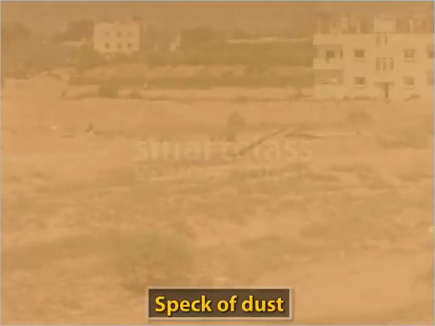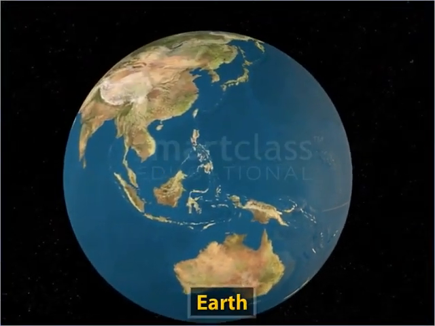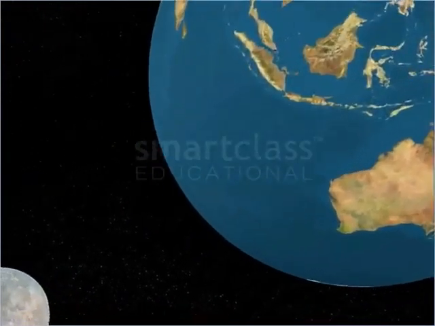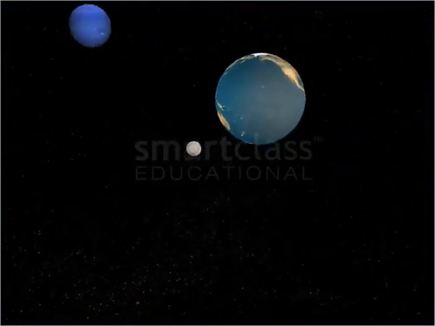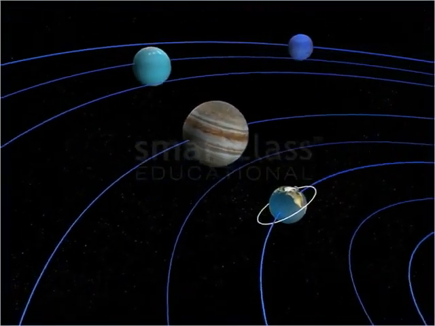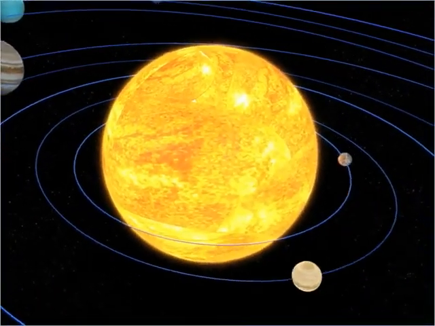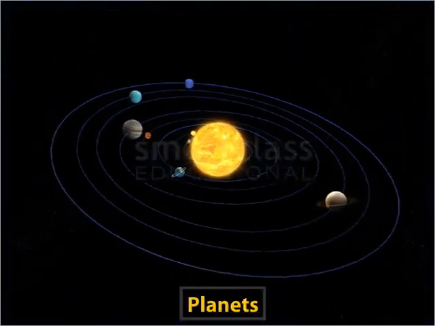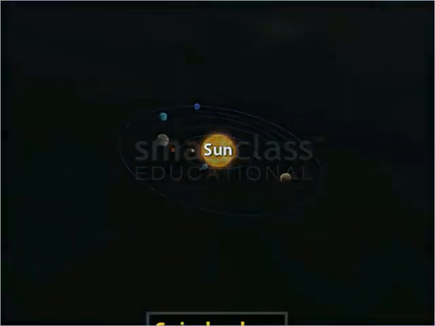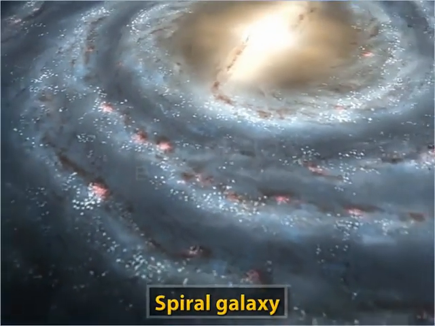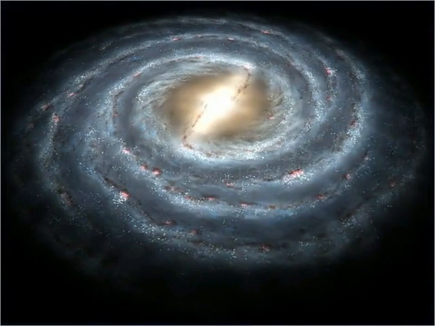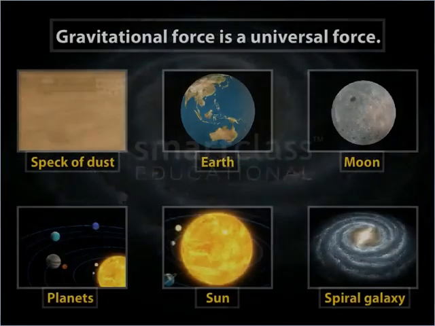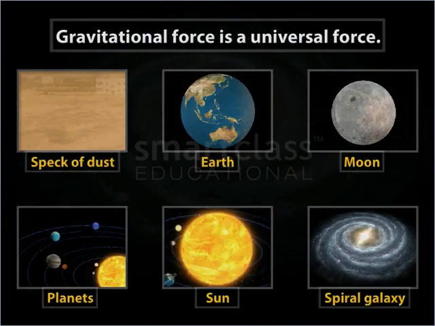Starting from a speck of dust, the Earth, the Moon, the planets, the Sun to the spiral galaxy are all under the influence of gravity. This means gravity is not only on Earth but everywhere. Thus, gravitational force is a universal force.